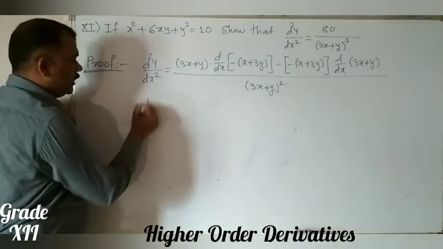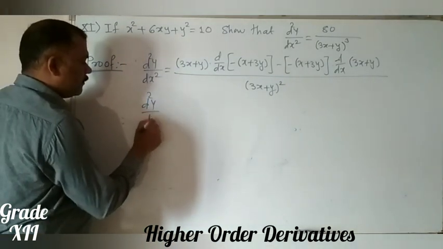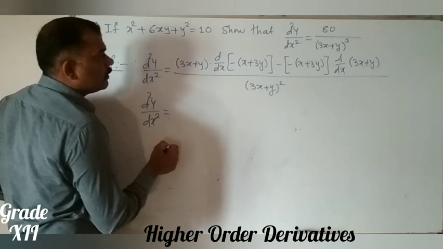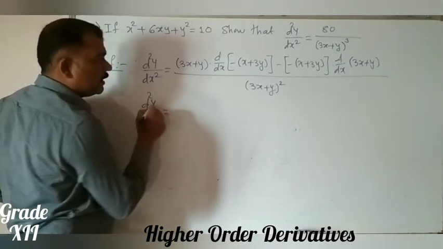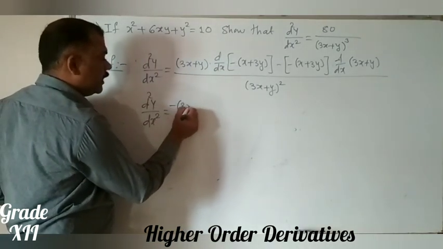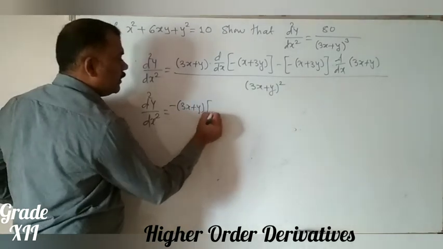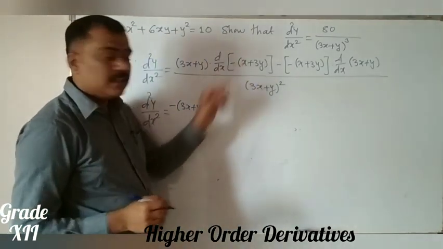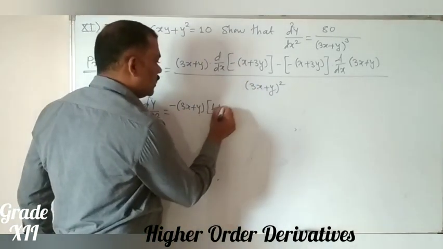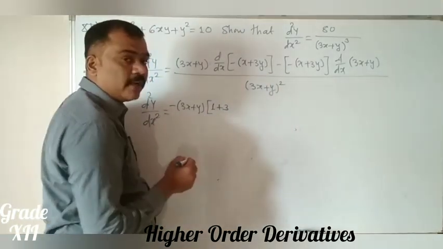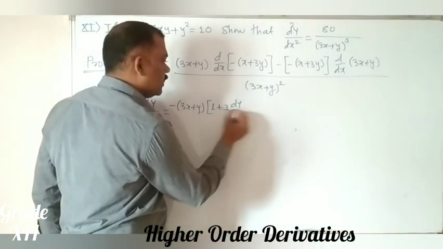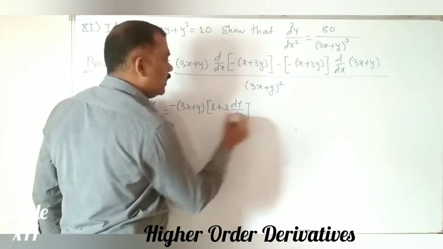So what we get here, d2y by dx square is equal to, this minus we take in the beginning, that is minus into 3x plus y into differentiation of this x, which is nothing but 1, plus 3 into differentiation of this y with respect to x, which is nothing but dy by dx.